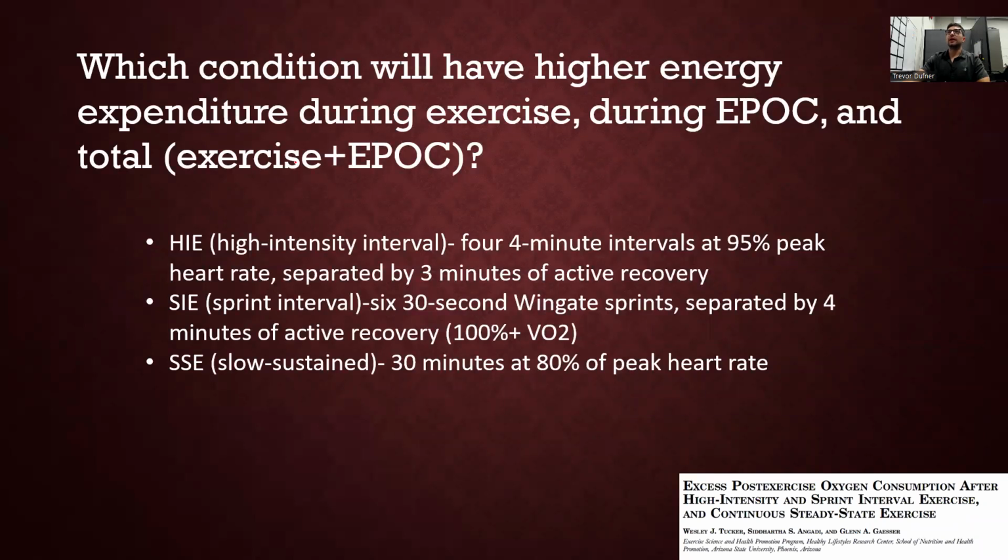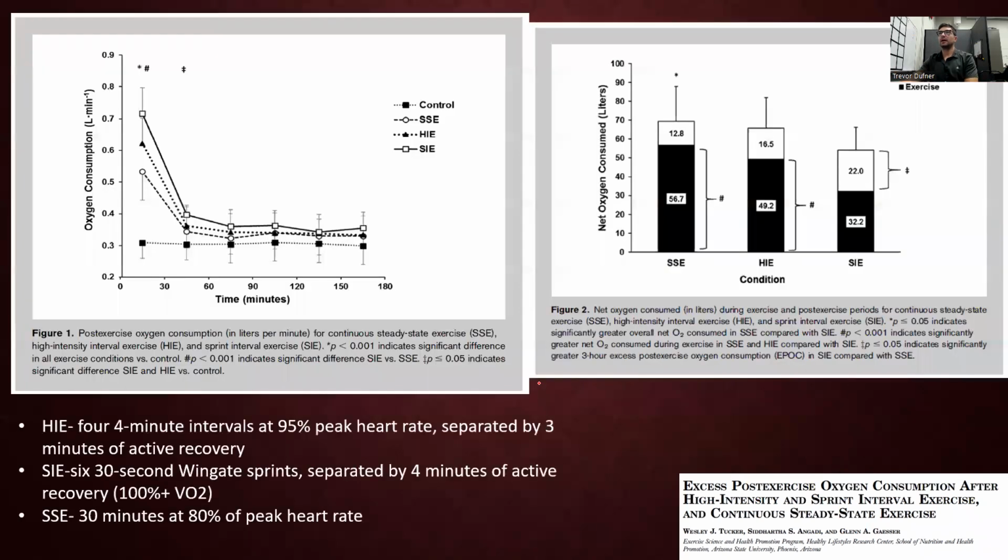Right, so which condition will have higher energy expenditure during exercise and during EPOC? So we're looking at high intensity interval training for 4-minute intervals at 95% peak heart rate, sprint interval training with 6 30-second Wingate sprints separated by 4 minutes, or a slow sustained 30-minute pace at 80% peak heart rate. And what we see here essentially is that the net oxygen consumption for this steady exercise is actually higher.